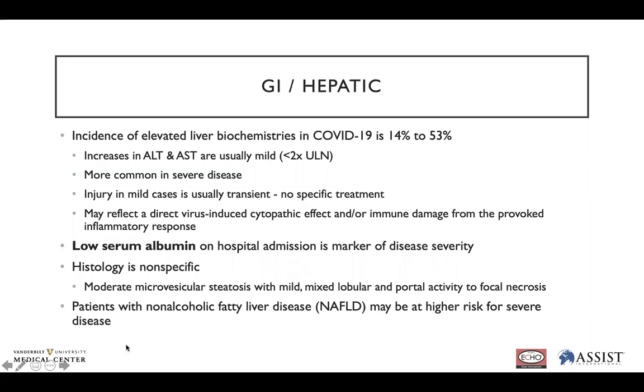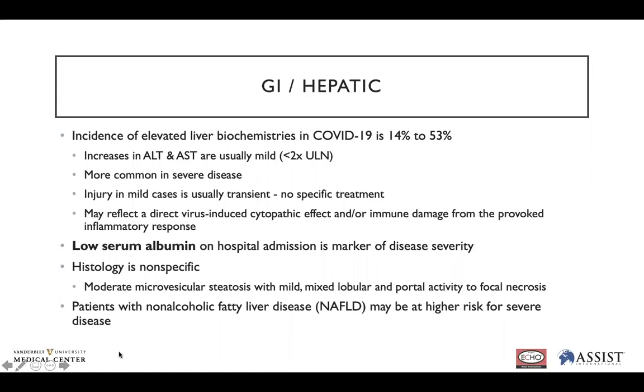We have seen that these patients have GI and hepatic abnormalities. The incidence of elevated liver biochemistries in these patients is anywhere from 14 to 53%, but they're usually mild, so about 2 times the upper limit of normal, or even a little bit less than that. They're more common in patients with severe disease, and this is usually transient, so no specific treatment for these elevations in liver studies. This could be from either direct virus-induced damage or as a result of immune damage.